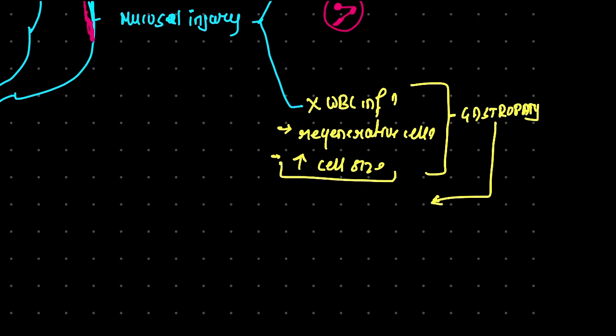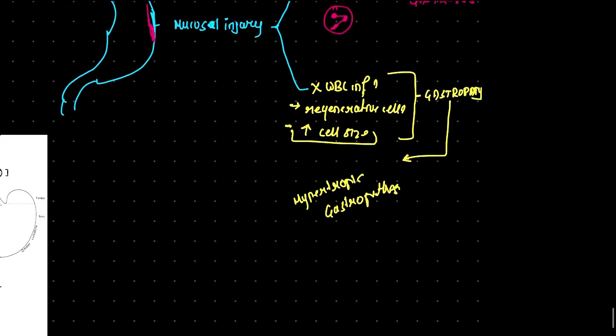Now, here what will happen is, as we have said, there are regenerative cells and the cells are increasing in size. Increase in number of cells and increase in size of cells, both will happen here. So this is also called hypertrophic gastropathies.